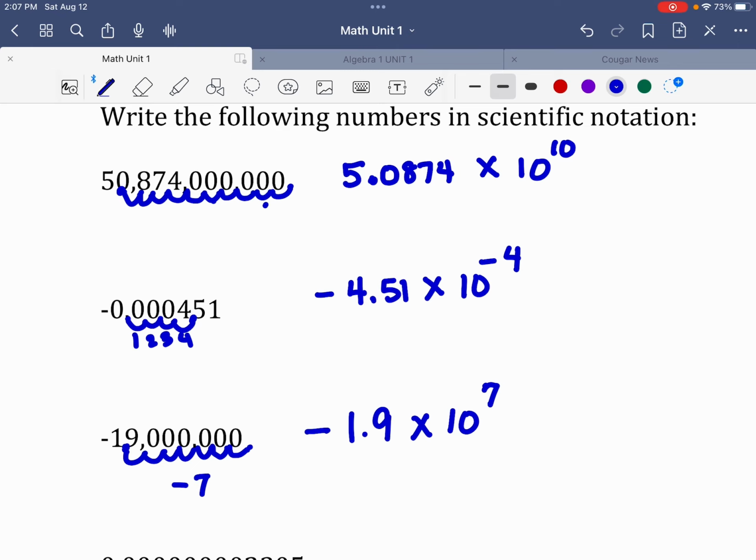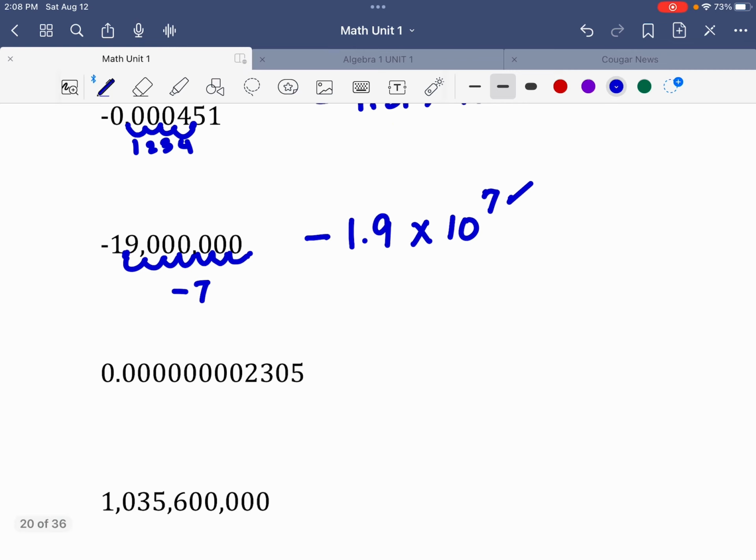Notice how the really small numbers have an exponent that is negative, and the really big numbers have an exponent that's positive. That's never going to change. So we got another number here. It's a really small number. What do you think the exponent is going to be? Is it going to be positive or is it going to be negative? That's right, it's going to be negative.